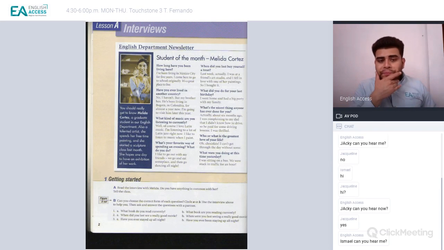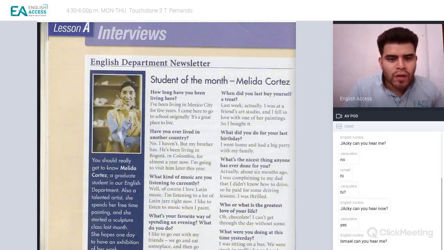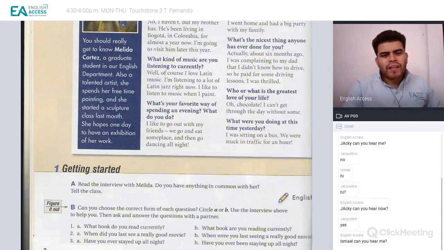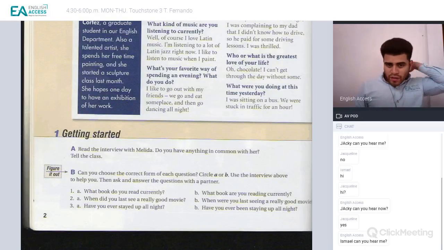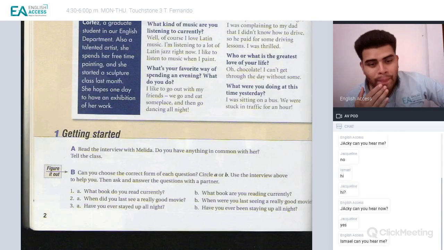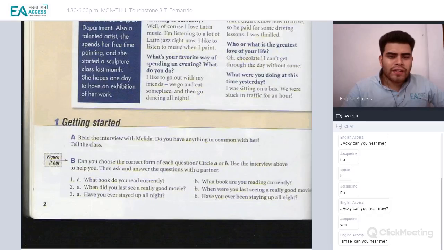All right. Well, let's look at what we have here. Remember yesterday we discussed these questions, kind of because we were in a rush. Now, we have three different types of things that we're going to talk about today: the simple present, simple past, and the present perfect. So let's go to the next page.